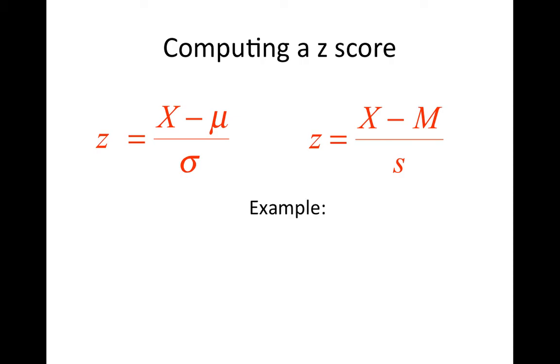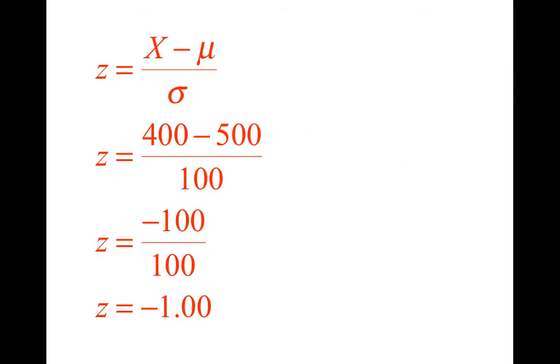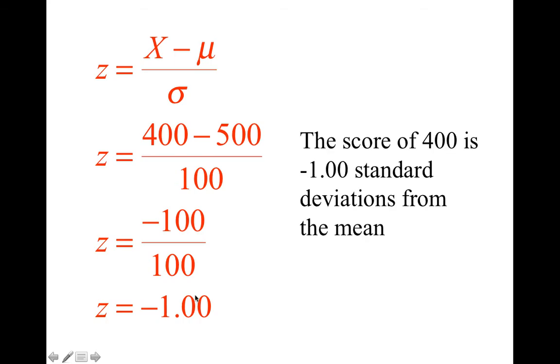Okay, so for example, if we had a score of 400 taken from a population whose mean was 500 and whose standard deviation was 100, what is the Z of that particular score? Here I've done the very simple computation where I've taken X, our score, 400, minus the mean, divided by the standard deviation, to arrive at a Z of negative 1. In other words, the score of 400 is minus 1 standard deviation from the mean.